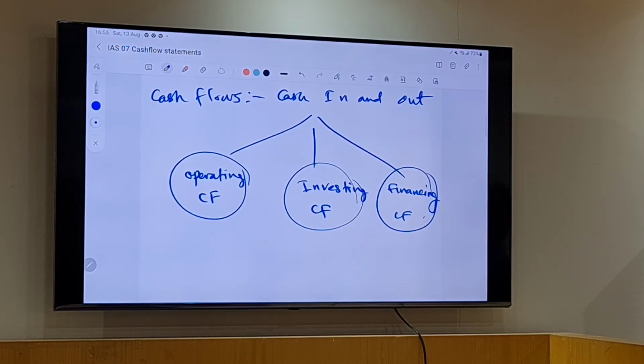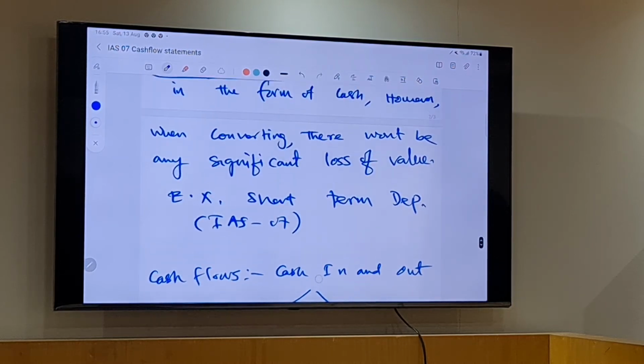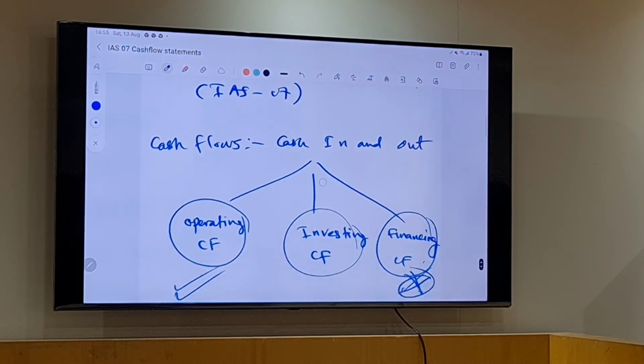Financing cash flow is to finance the business. Example, issuing shares, taking loans, or repaying loans, all that. Now the standard talks about dividends. The dividends can be considered either here or here. It's up to the preparer to decide where to present the dividends. But if you decide to put it here, then you must never put it here. It should be consistently followed. So these are what we call the 6 different definitions.